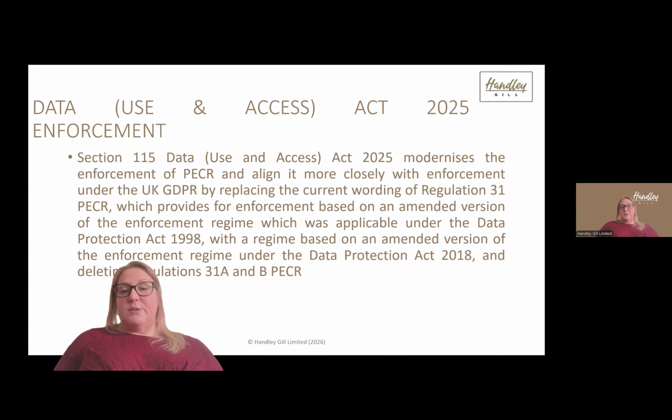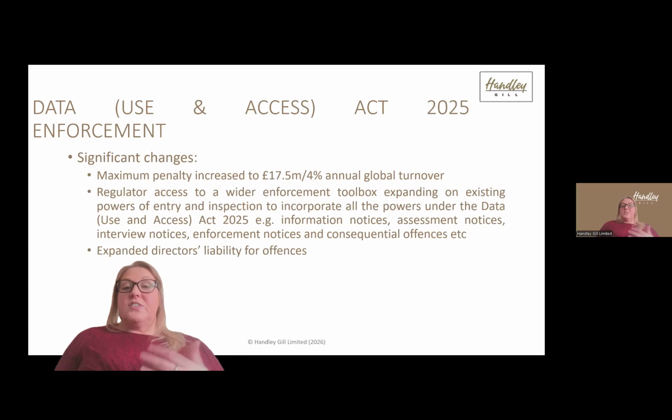Section 115 of the Data Use and Access Act 2025 modernises the enforcement of PECR and aligns it more closely with enforcement under the UK GDPR by replacing the current wording of Regulation 31, which provides for an enforcement regime based on an amended version of the Data Protection Act 1998 enforcement regime, with a regime based on an amended version of the 2018 regime. So the significant changes here that you need to be aware of: the maximum penalty is increasing from £500,000 to £17.5 million, or 4% of annual global turnover, whichever is the greater. So you've now got UK GDPR enforcement penalties for PECR.